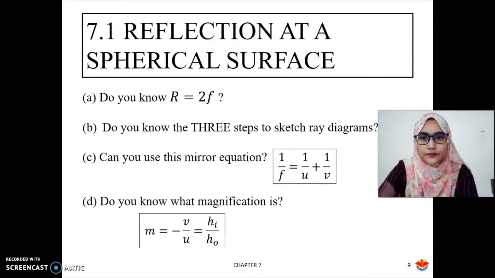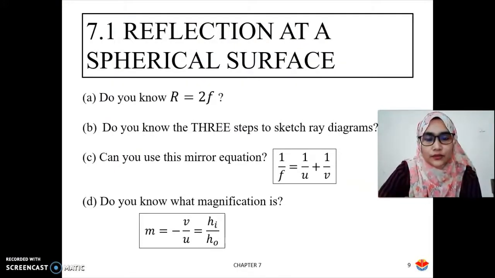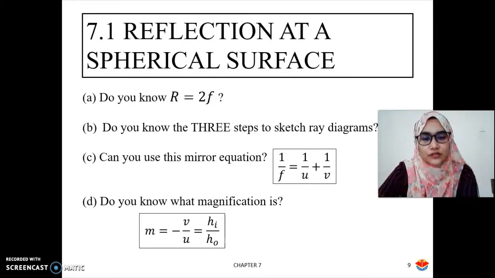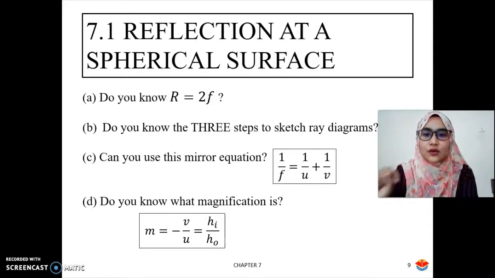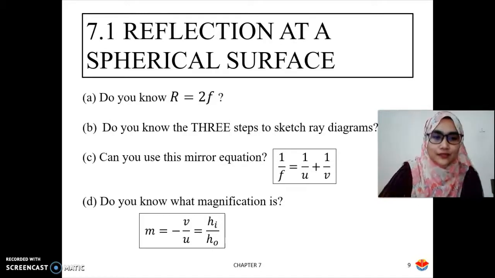I'm going to ask you, do you know what R equals to? 2F is? Do you know the 3 steps to sketch a ray diagram? RFC. And do you know how to use this equation and the meaning for the answer? If you answer V equals positive or negative, what does it mean? F positive is for which shape, F negative is for which shape? And magnification, do you know how to use it and the meaning for the answer? You can obtain 3 characteristics from the answer only.